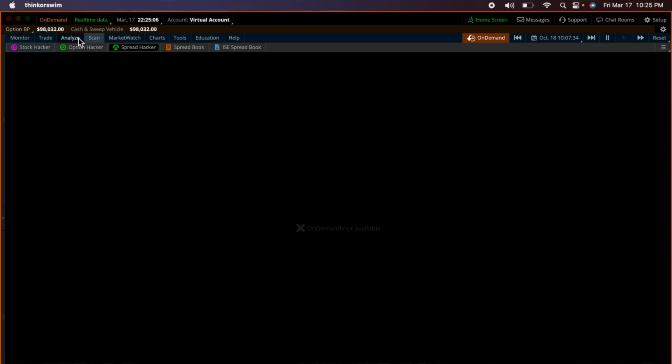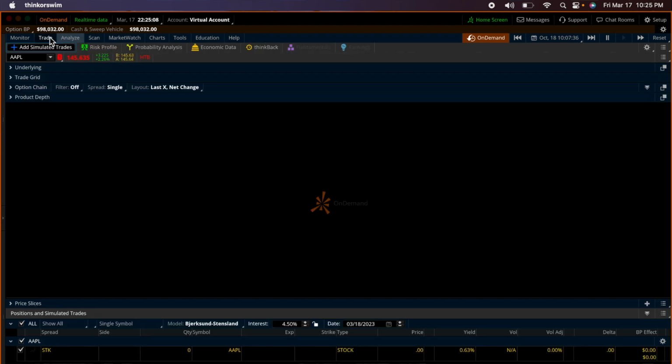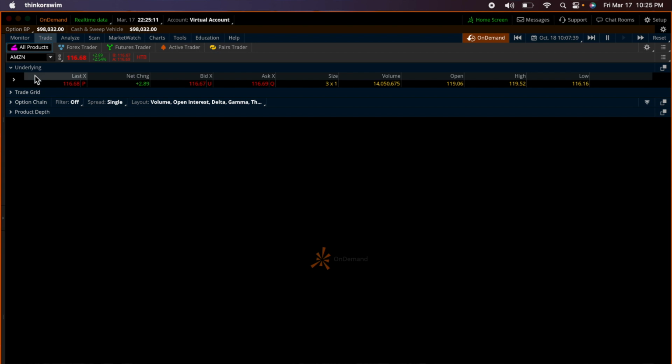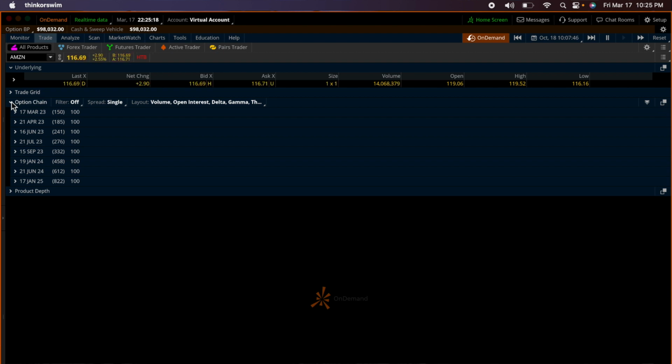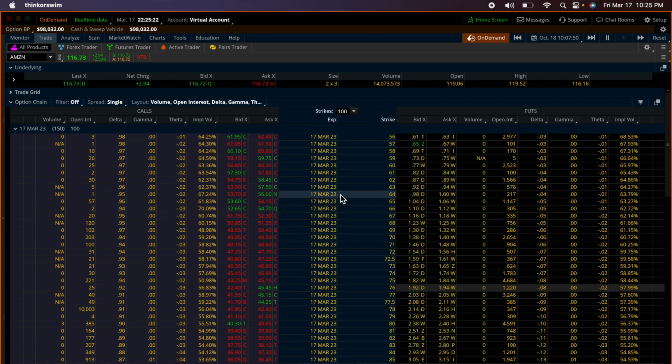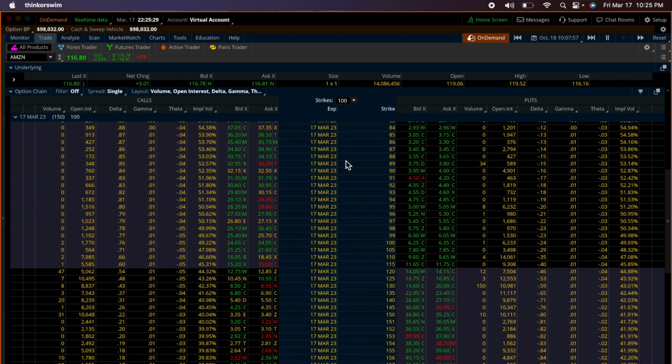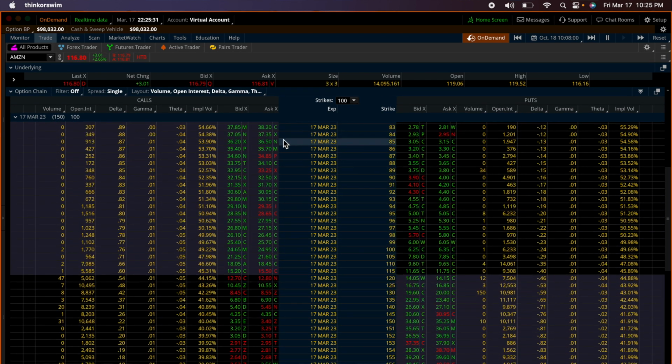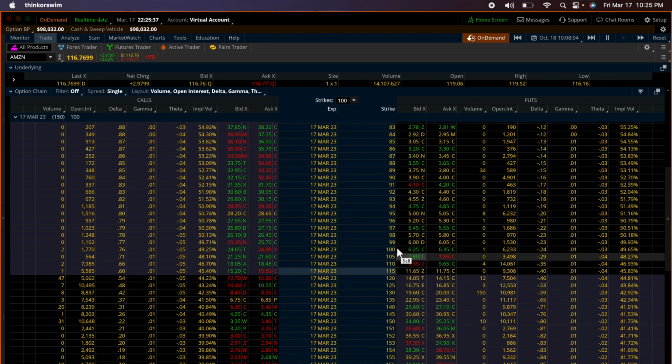Within TOS, or Thinkorswim, you will find the option chain. An option chain is where you will select and view the option contracts that you will be trading. It is a graphical representation of all available options for a particular stock, index, or other underlying asset. Within the TOS platform, the option chain displays all the option contracts that are available for trading, including their strike price, expiration date, and current premium or price per contract.